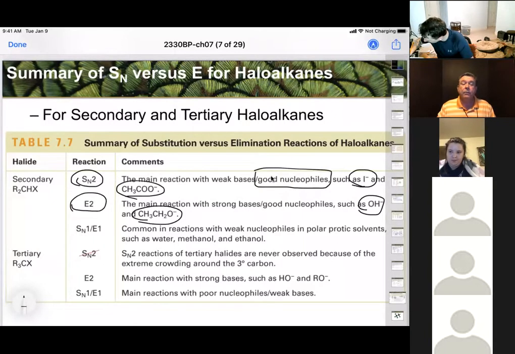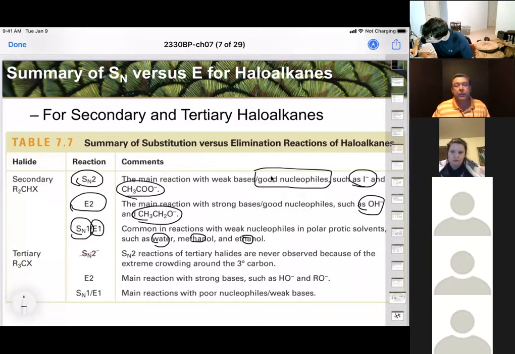But if you run it with a very weak nucleophile in a protic solvent, like you just boil your secondary alkyl halide in water or methanol or ethanol, you are actually going to have competing reactions. Some of it will undergo an SN1 because it's going to form the carbocation, and then it can react with the water or the methanol to form a new carbon-oxygen bond. Or the water, methanol, or ethanol can act as a weak base and actually eliminate. So typically when we have a secondary alkyl halide, you're actually going to get both products: your substitution product and your elimination product.